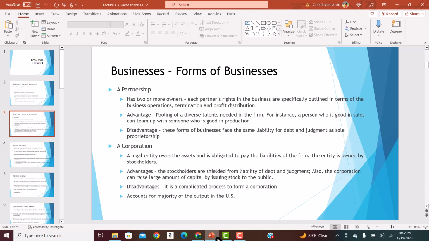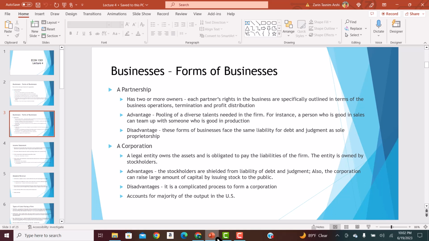So the advantage of partnership is basically that it is a pooling of diverse talents needed in the firm. Basically, there's not only one person. There's two, three, four, or five partners out there, and different people have different ideas. They can come up with more creativity, more efficient ideas that can make the business more successful, right? For instance, a person who is good in sales can team up with a person who is good in production, so that would be really awesome, right? Because the salesperson will be bringing in clients, and the production person will be producing high quality products, and they can sell those products to the customers. So there's a pooling of diverse talents.